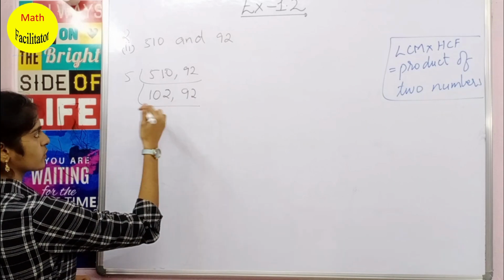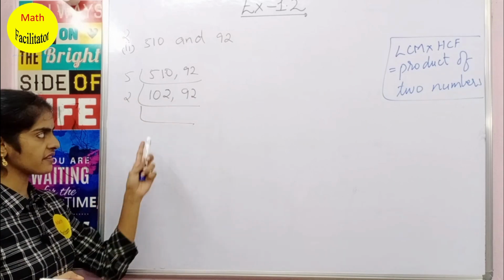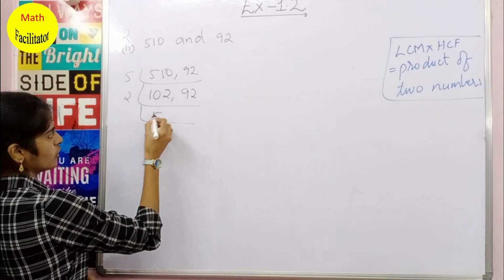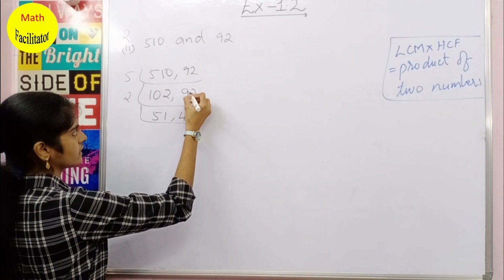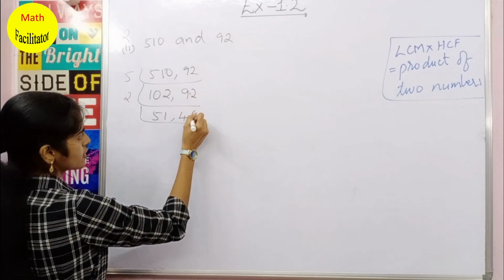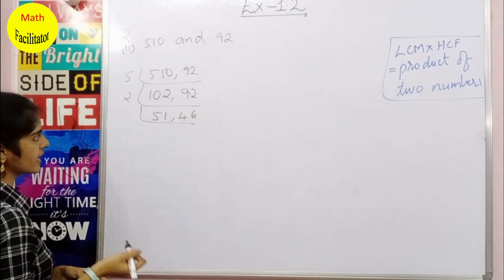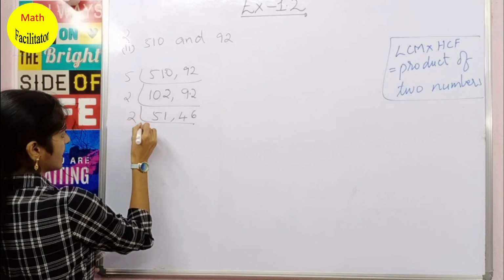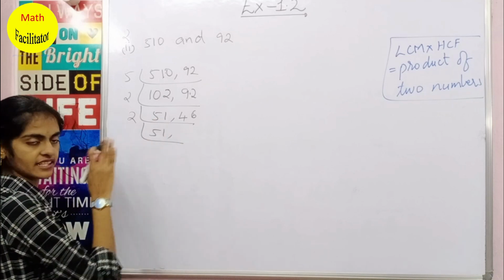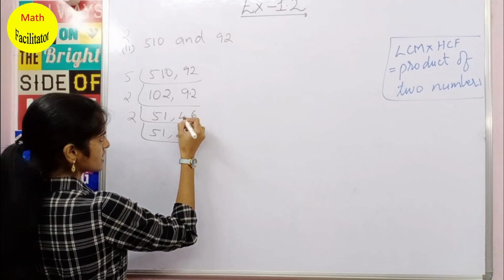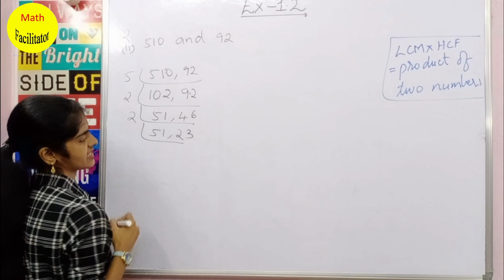Now you have 2 and 2, so let me take 2, since both are even numbers. 2 5s are 10 and 2 1s are 2. 2 4s are 8, 1 is a remainder, this becomes 12. So 2 6s are 12. Now let me take 2 again because 46 is divisible by 2. 51 is not divisible, so you will write it down as it is. Now this becomes 2 2s are 4, 2 3s are 6.